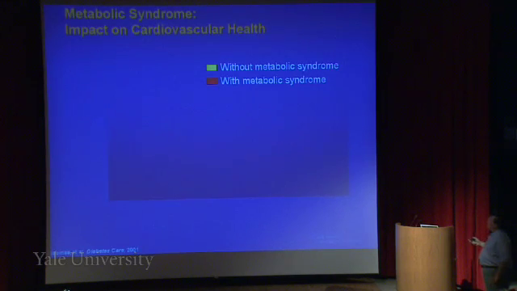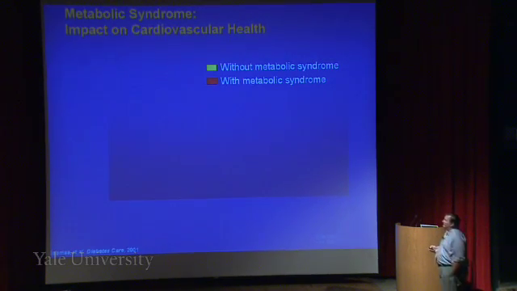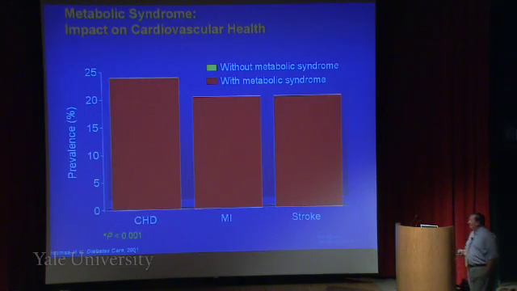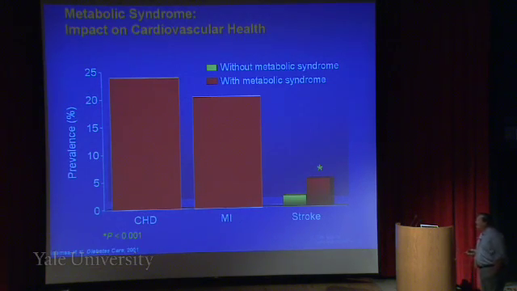So this first slide shows a graph of the impact of having metabolic syndrome on heart disease and its consequences. You'll see a graph with yellow bars that are people without the metabolic syndrome, and red bars are people with. We're going to start at the right and work to the left. So using stroke as the outcome here, people with the metabolic syndrome, the red bar, compared to the people without it, the yellow bar, have about twice the amount of risk.